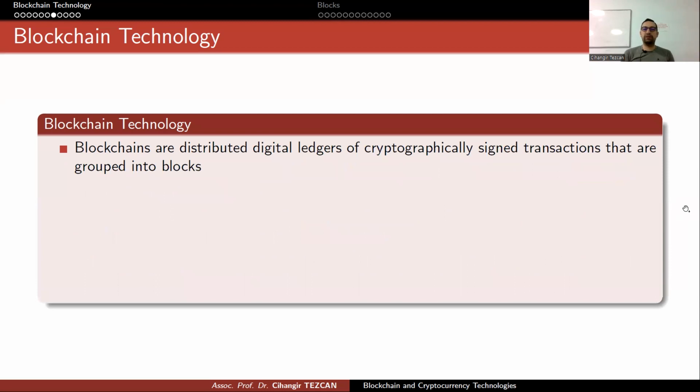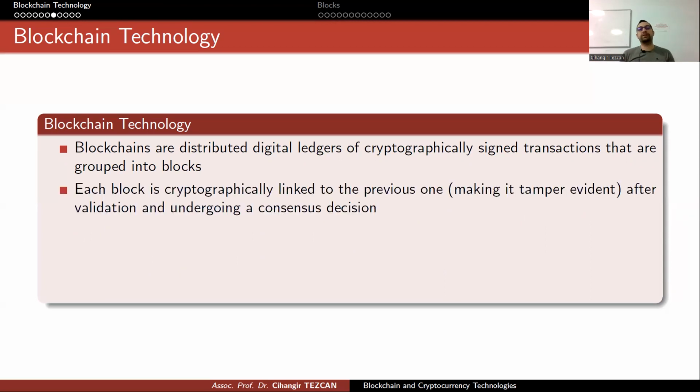Blockchains are distributed digital ledgers of cryptographically signed transactions that are grouped into blocks. Each block is cryptographically linked to the previous one, making it tamper-evident. As you can see, we don't use the word tamper-proof, because you can go and change it. But when somebody changes it, we understand that they changed it. This is why we call it tamper-evident. So saying that nothing can be changed is not the correct definition, because if we want to change it, we can change it.